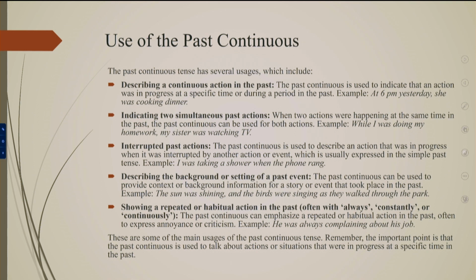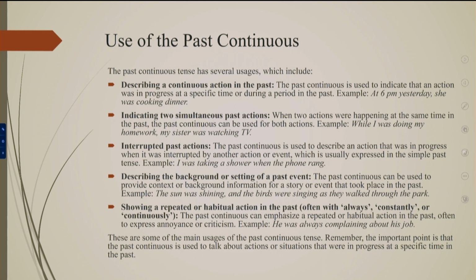We also use past continuous with interrupted past actions. So the past continuous is used to describe an action that was in progress when it was interrupted by another action or event, which is usually expressed in the simple past tense. For example, I was taking a shower when the phone rang. Also, it is used for describing the background or setting of a past event. The past continuous can be used to provide context or background information for a story or event that took place in the past. For example, the sun was shining and the birds were singing as they walked through the park.